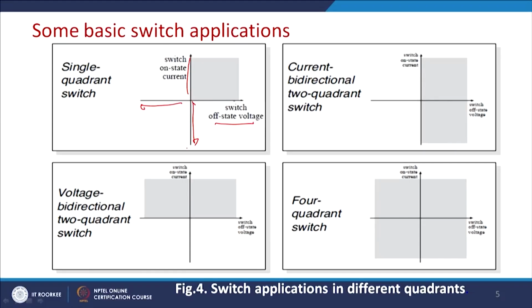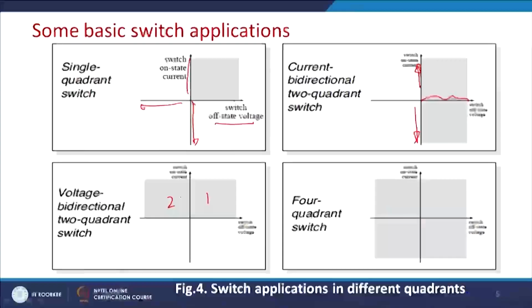In the same way some FACTS devices may require bidirectional current flow, where current can flow in this direction as well as this direction, but it should be able to block the voltage in one direction and conduct in another. It can block the voltage in one direction and flow the current in the reverse direction. In the same way we may require current to flow in one direction and voltage to be blocked in either direction. Then the quadrants of operation are first and second. Here the quadrants of operation are first and fourth.